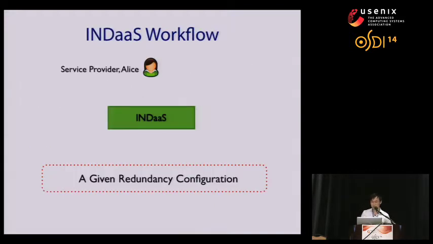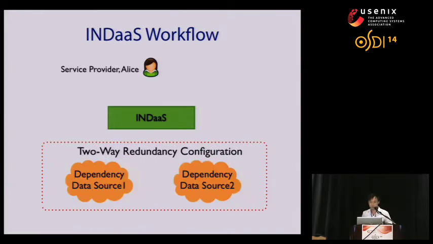In general, a service provider Alice can use INDaaS to evaluate the independence of any redundancy configuration. In a typical redundancy configuration, there are multiple data sources. Each data source is responsible for holding one data copy. For example, in Amazon S3, data sources are different servers or clusters. For the iCloud example, data sources can be different cloud providers, such as EC2 and Azure.